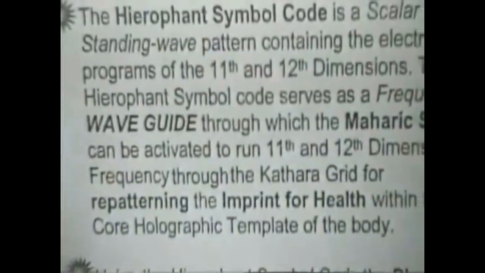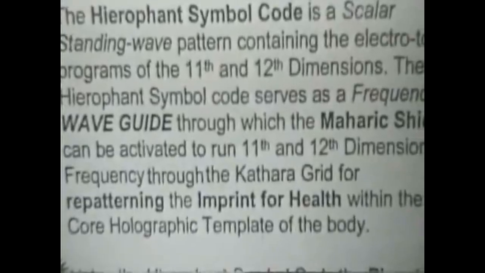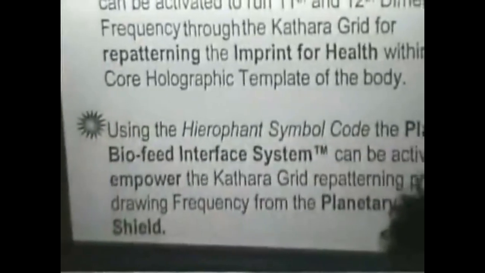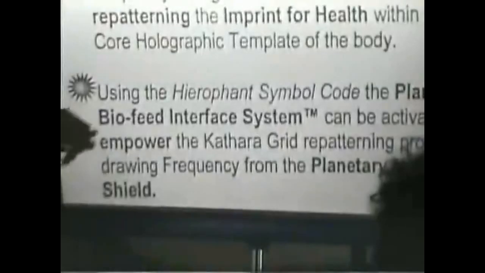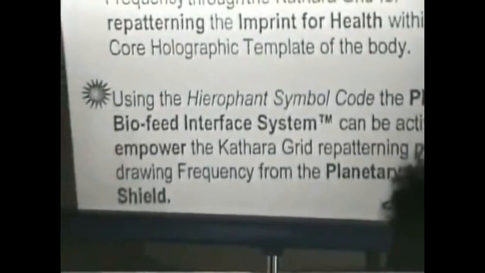All right, using the Hierophant symbol code, the planetary biofeed interface system can be activated to empower the Cathara grid repatterning process by drawing frequency from the planetary Maharic shield. Now what we're going to do is, when we activate our Maharic shield, we're going to activate the planetary biofeed interface system. It's the point in our bodies and in the planetary grids where our personal Cathara grid connects directly to the Cathara grid of the planet. So where are we going to pull energy from? We're going to pull the Maharatic frequency, the D12 frequency, now that it's finally available in the Earth grids. We're going to pull it from the Earth grids into our bodies, and we're going to circulate energy back through.